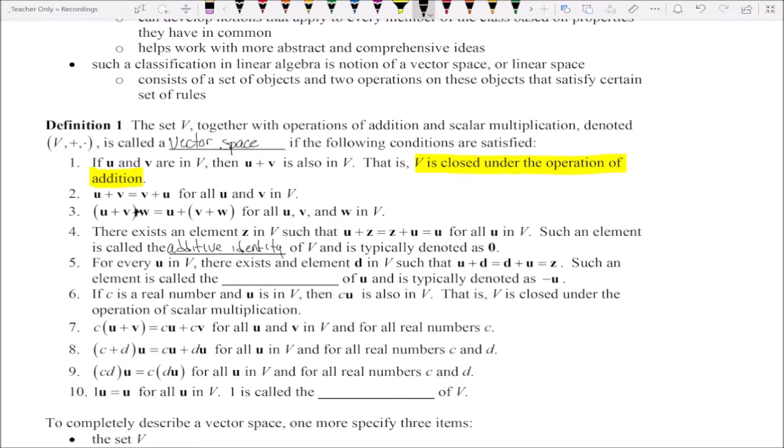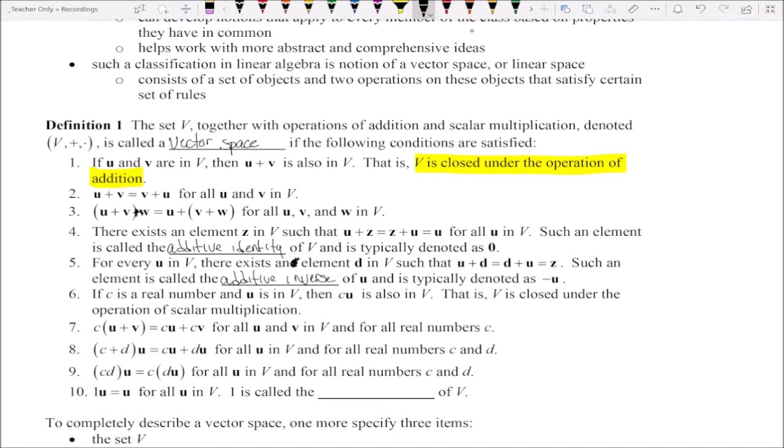For every u in V, there exists an element d in V such that u + d equals d + u equals z. This element is called the additive inverse of u and will be denoted as negative u. Those 5 were for the operation of addition. The next 5 are for the operation of scalar multiplication.